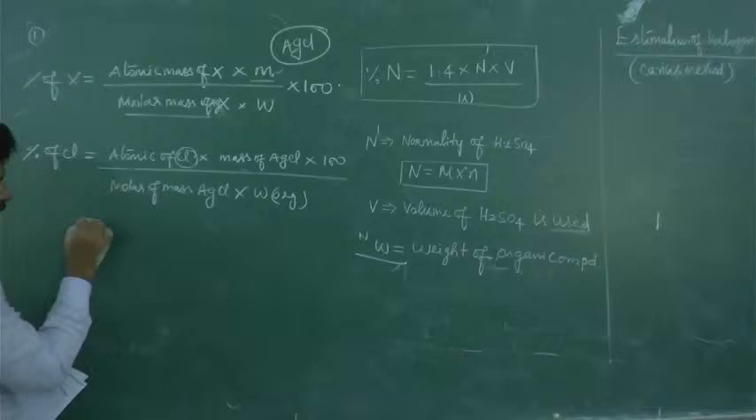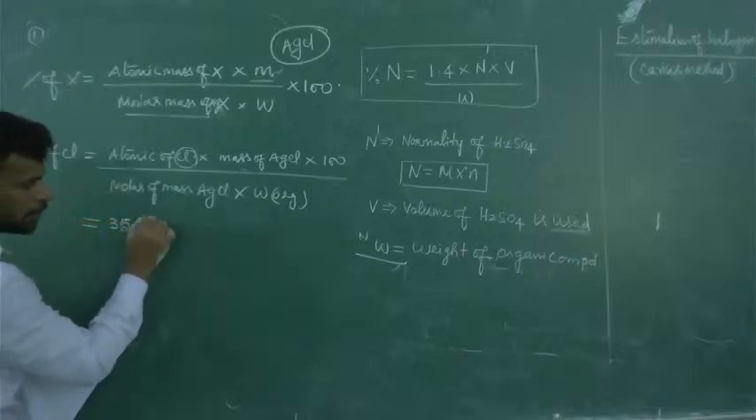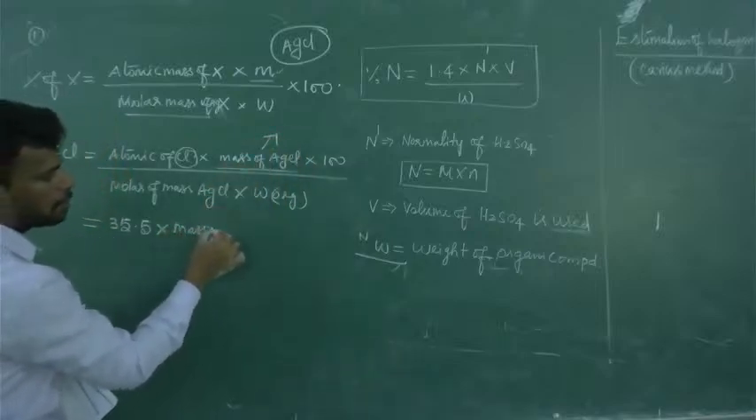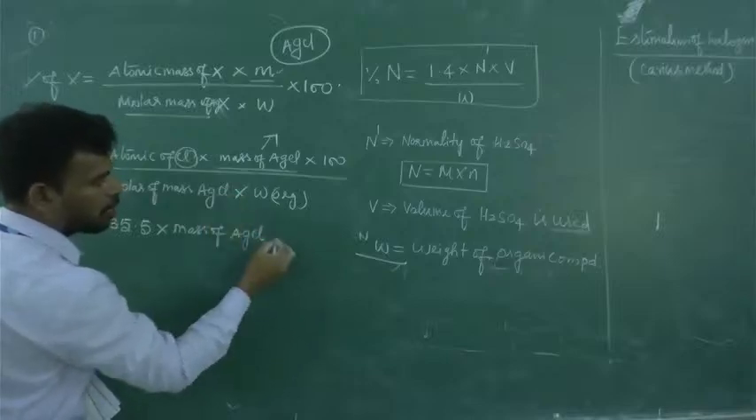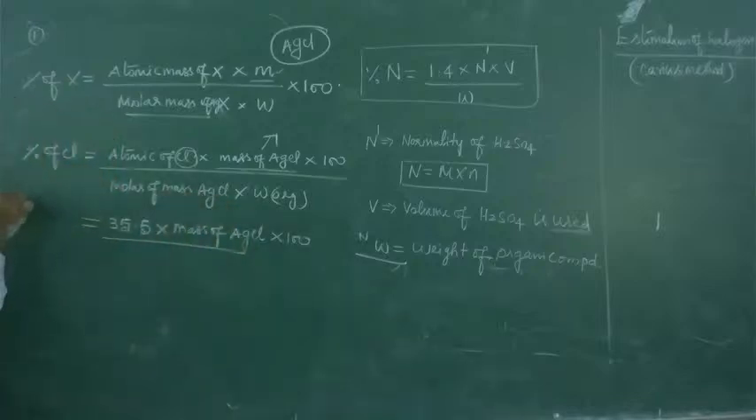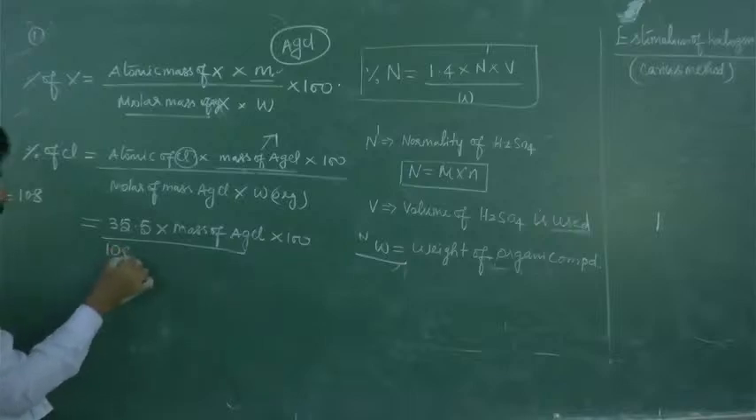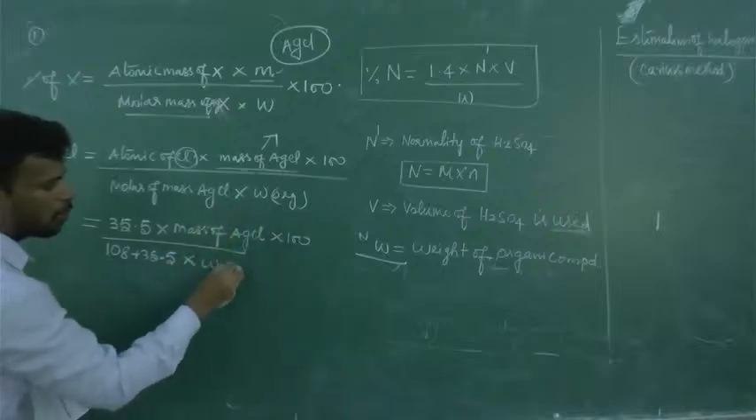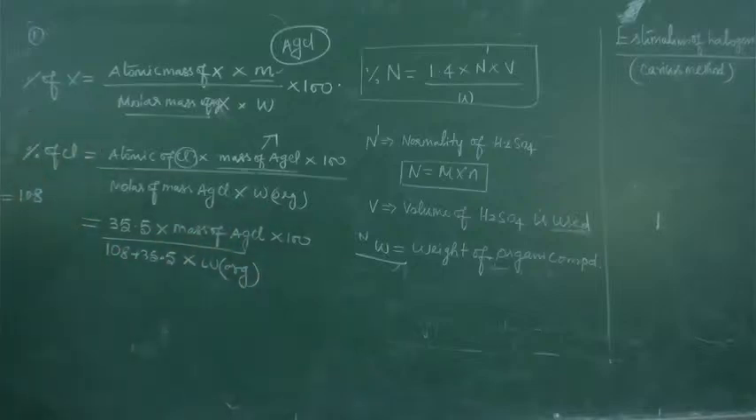So what is the atomic mass of Cl? 35.5 into mass of AgCl, which will be given in the question paper, mass of AgCl that is formed into 100. The molar mass of AgCl, the atomic mass of Ag is 108 plus 35.5, into the mass of given organic compound. This also will be given. Please note this. Is it clear? So this is how we have to calculate the percentage of Cl.